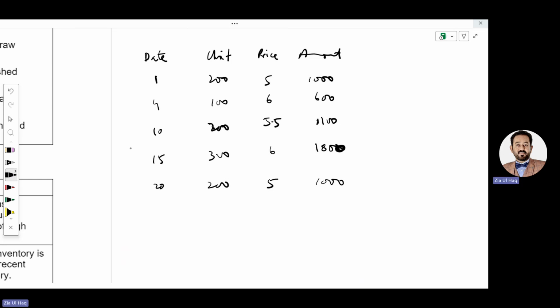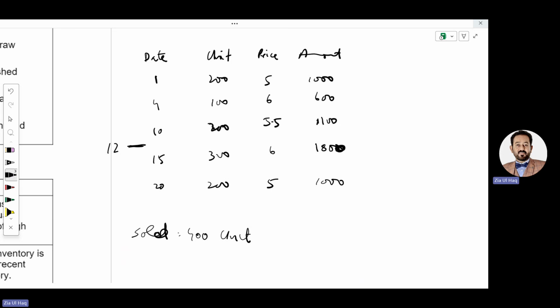Where is 12th of January? Here. How many units have they sold? 400. 400 units. What is the value of closing inventory?